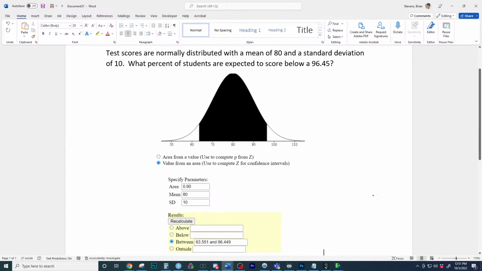Test scores are normally distributed with a mean of 80 and a standard deviation of 10. What percent of students are expected to score below a 96.45? So what is the graphic showing you? Let's see what people say.